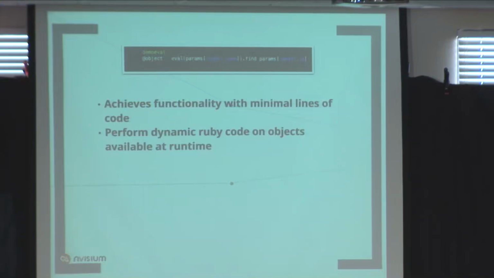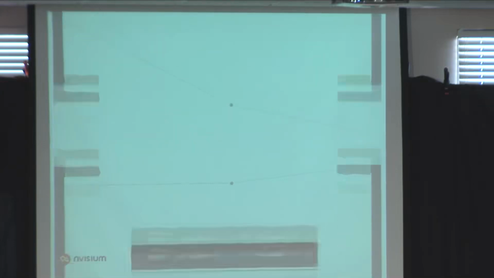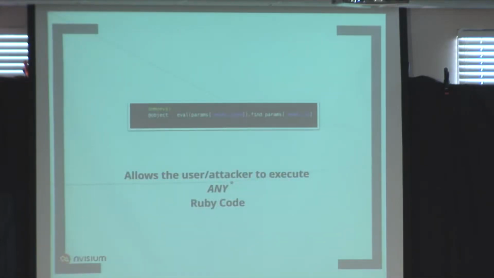So what is the good thing about this? Well, we've definitely achieved the same functionality we saw in our last two examples with one line of code, so that's kind of cool. And we can perform dynamic Ruby code on objects that are available at runtime, so we can pretty much do whatever we want. So you give a lot of power to the user, which in some cases might be your goal. It also allows the attacker to execute any code they want. So you have to think about that if you're going to try to fix this.